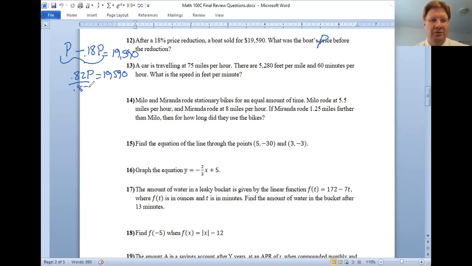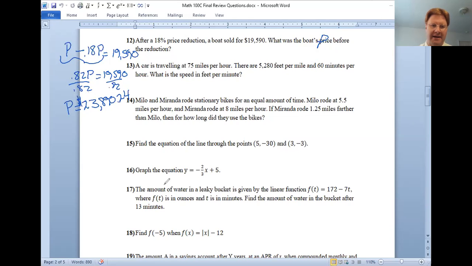Divide by 0.82, divide by 0.82. 19,590 divided by 0.82. I get P equals 23,890.24. Yeah. Oh, I forgot. Oh my word.